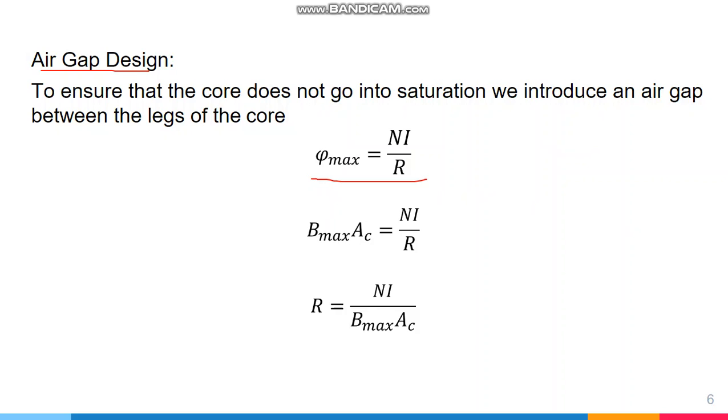Bmax AC will come in place of this phi max. So Bmax AC is equal to Ni over reluctance, and finally I will get this reluctance. Reluctance is equal to Ni over Bmax AC.